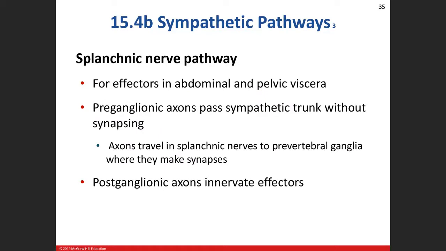All right, splanchnic nerve pathway. The splanchnic nerve pathway is going to involve effector organs in the abdominal region and in the pelvis. Important that you know this. The preganglionic axon or neuron will not synapse inside the sympathetic trunk. There's no synapsing.